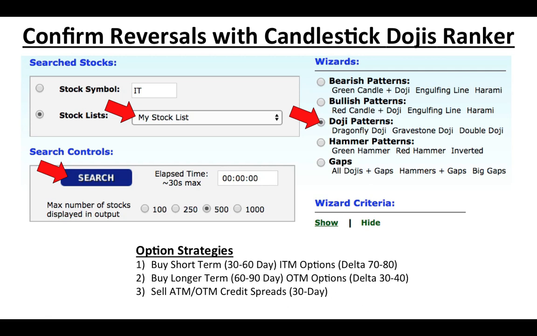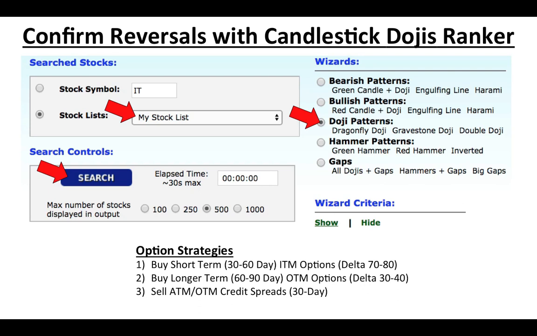If you feel like the move might be fairly imminent and you want to use out-of-the-money options and maximize your return on investment, then consider the basic option strategy of buying longer term out-of-the-money options, 60 to 90 days, with a delta of around 30 to 40. That's sort of the sweet spot, and you'll get more return on investment. You're going to want to see the stock move a little faster. So that's a valid strategy.